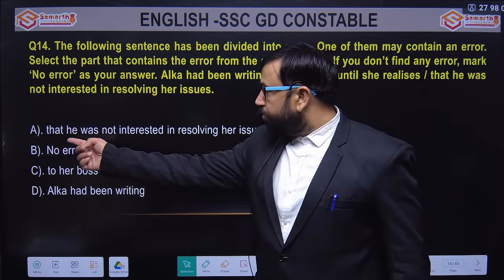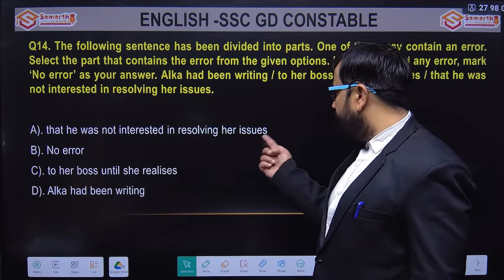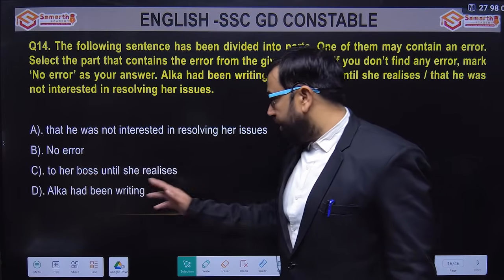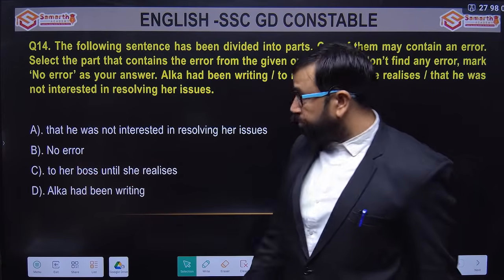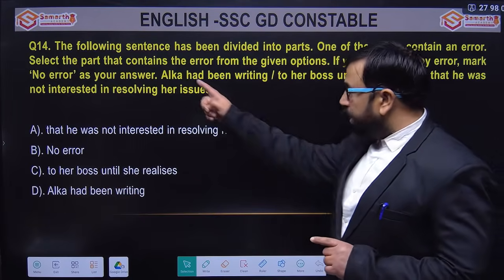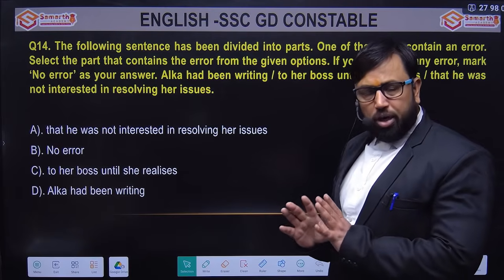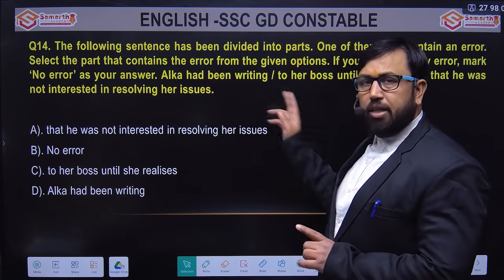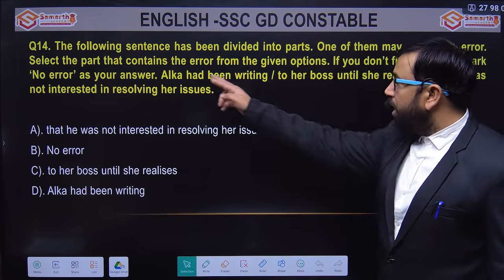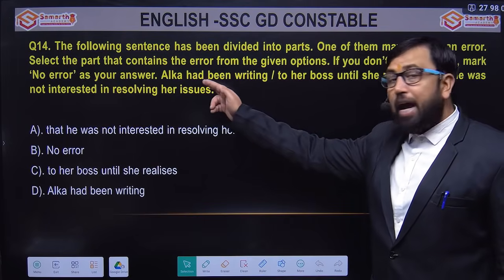First is that he was not interested in resolving her issues. No error. To her boss until she realizes. Alka had been writing. One simple tip for this type of question: since the complete sentence is given, I would advise that you look at the complete sentence itself rather than looking for the option. So in the complete sentence, Alka had been writing, had been is a past tense.